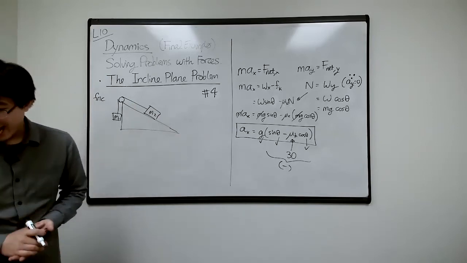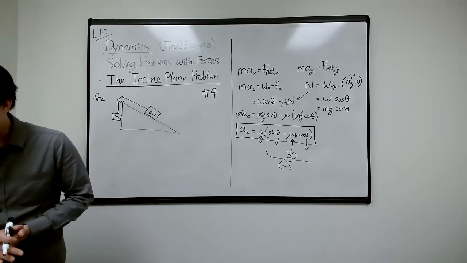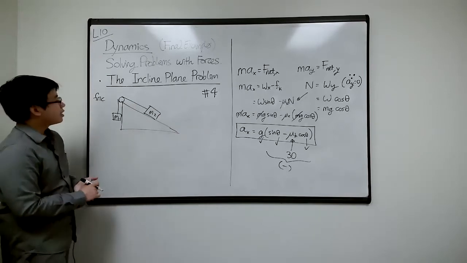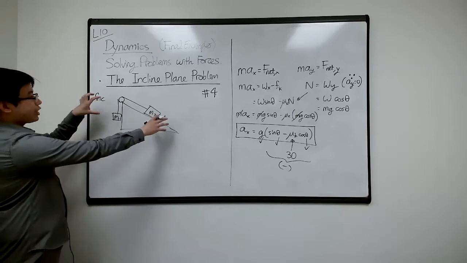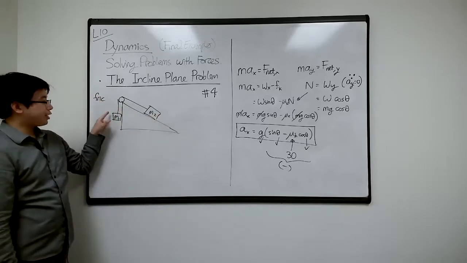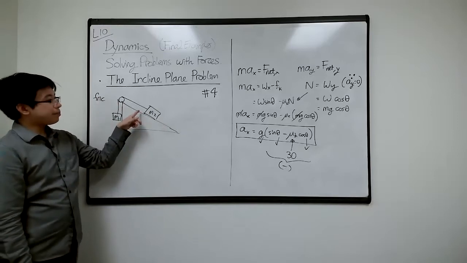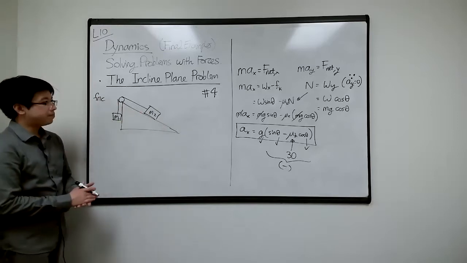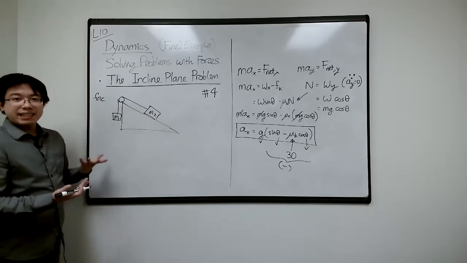right? So we can ask, for example, which way is it going? So do you think it's going to M2, let's focus on M2, is it going to move up the slope because M1's pulling it down? Or is M2 going to move down the slope? What do you think? Now, this really, again, depends.